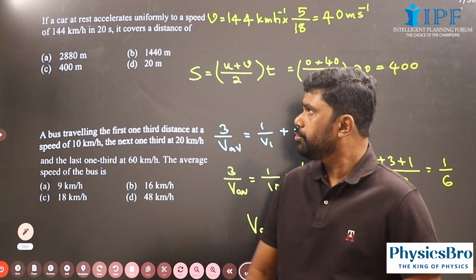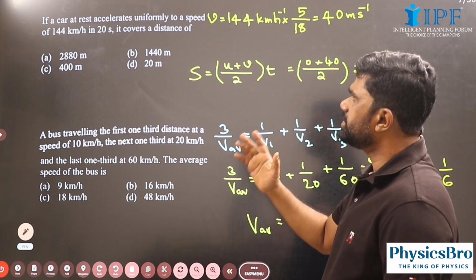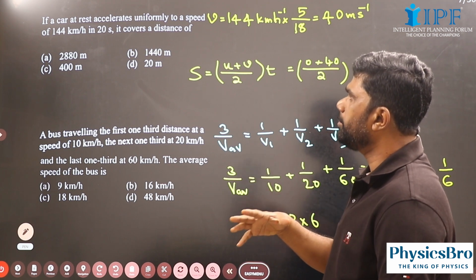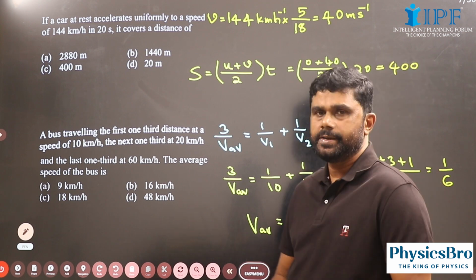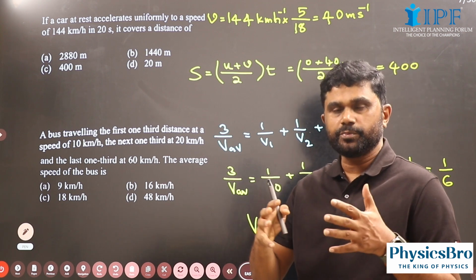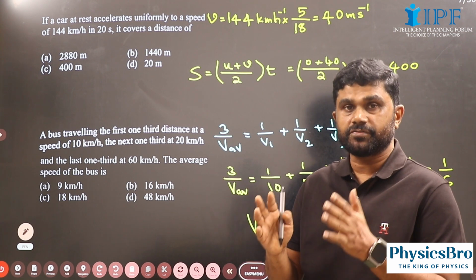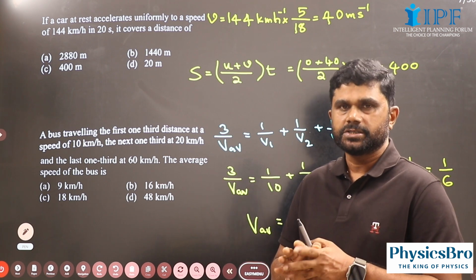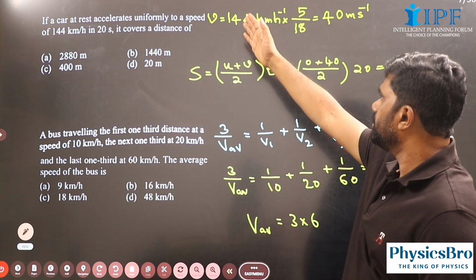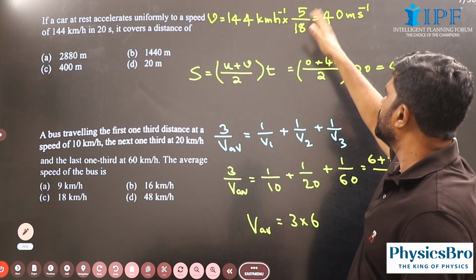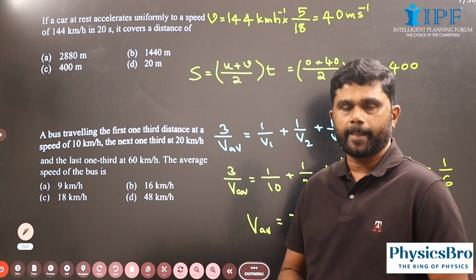Okay. Now next question: if a car at rest accelerates uniformly to a speed of 144 km per hour in 20 seconds, it covers a distance of? Here the acceleration is assumed to be uniform. The body starts from rest and the final velocity is 144 km per hour. How do we convert this 144 to meter per second? This is 144 into 5 by 18, that much meter per second. So it is 40 meter per second.